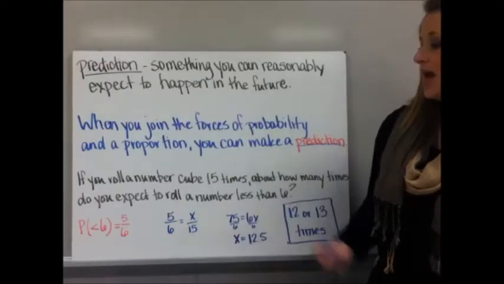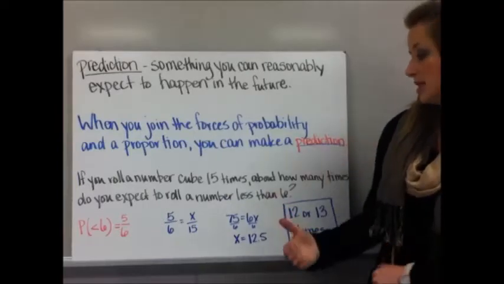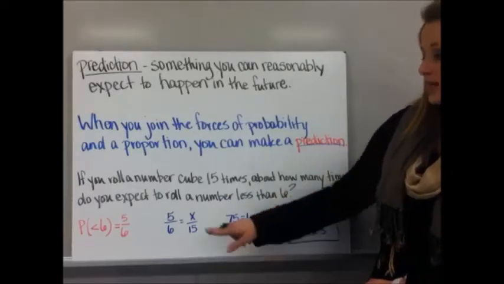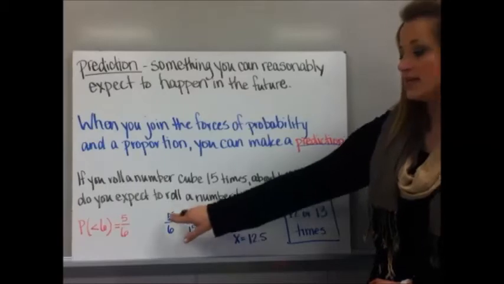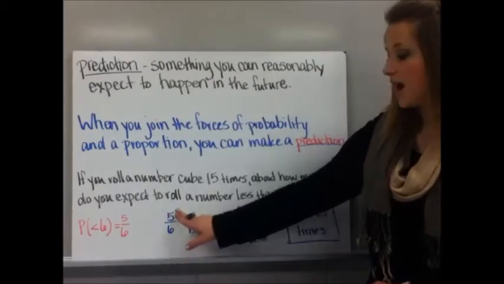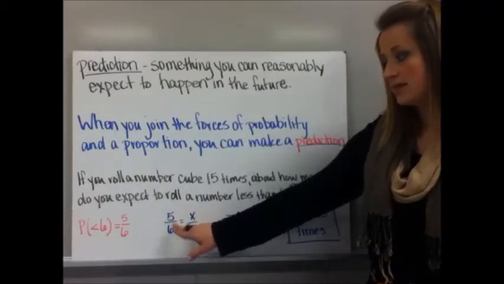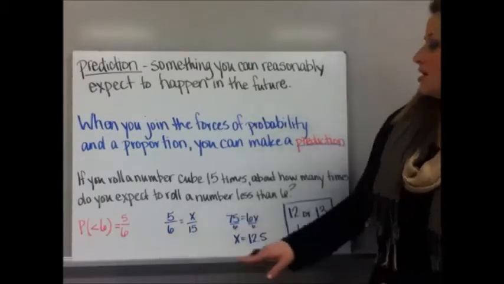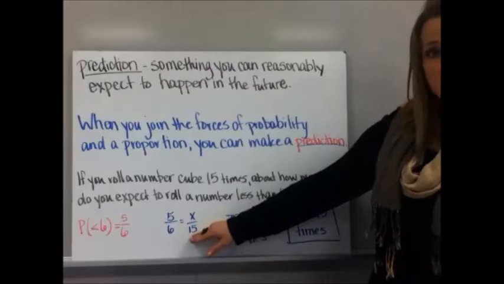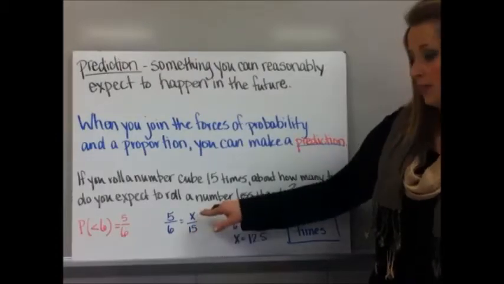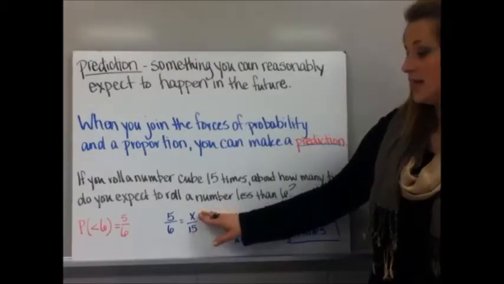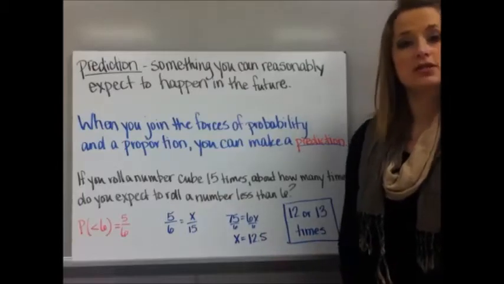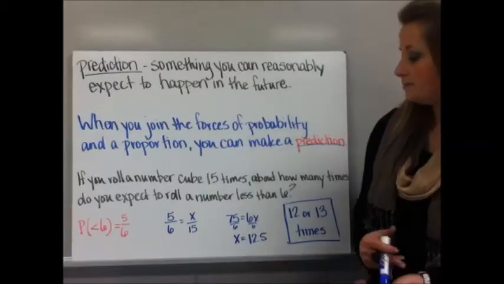I decided to put x on top because what I'm wanting to know is about how many times I can expect to roll less than 6. That's what 5 is related to. 5 was how many times I can roll less than 6. 6 is the total possible number of outcomes. So if I have 15 trials, 15 times I'm going to roll, how many times can I expect to be less than 6? If you'll remember the proportions to solve those, you cross multiply.